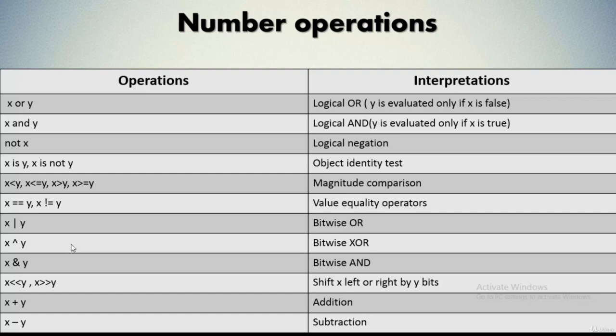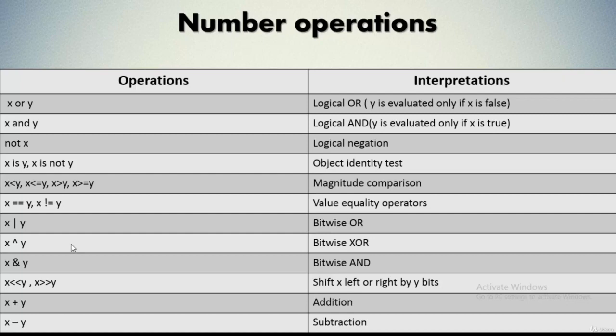Next we have the logical negation. If you apply the logical negation over x, then it will have the opposite value, which means that if x is true, it will evaluate to false, and if it is false, it will evaluate to true. Next we have object identity test, which you can apply as x is y or x is not y.